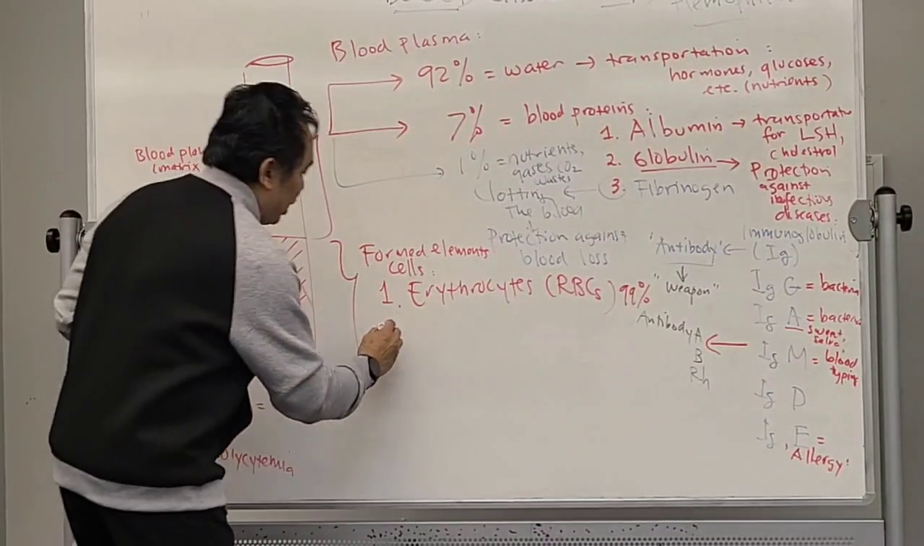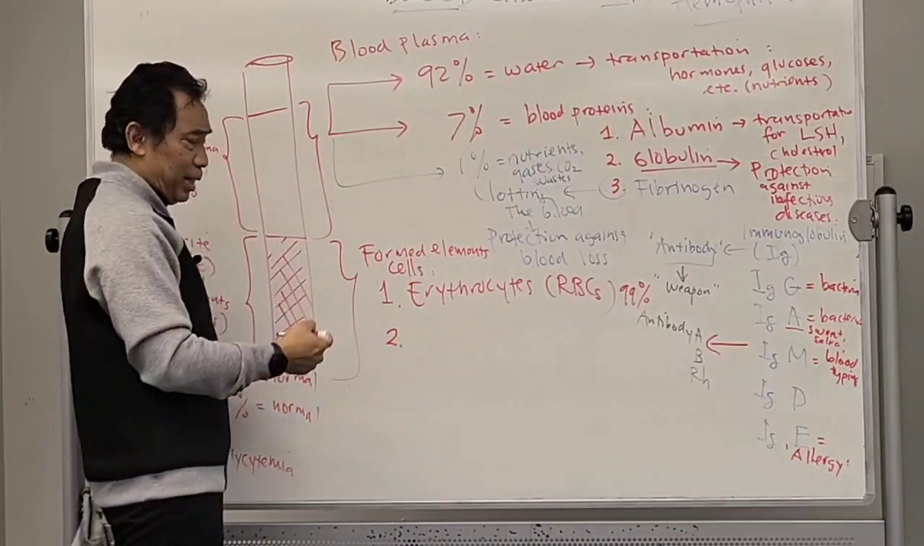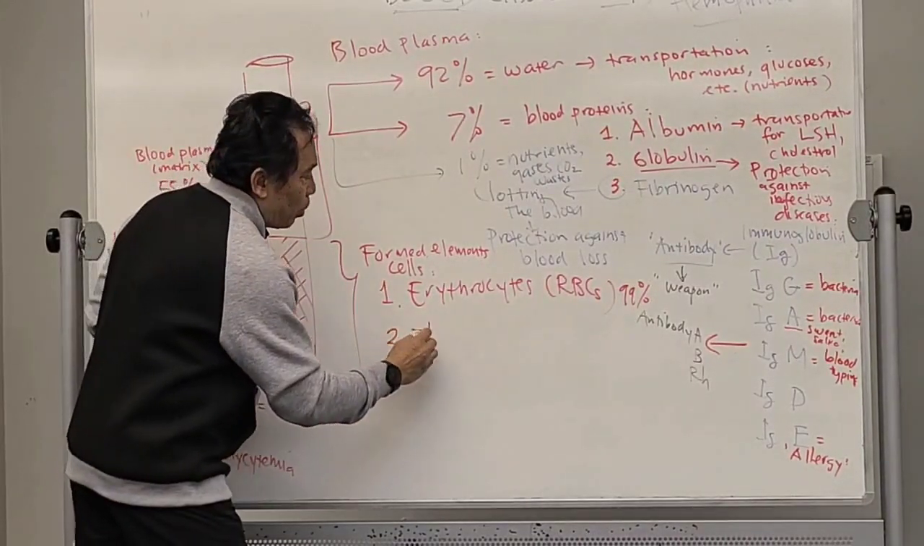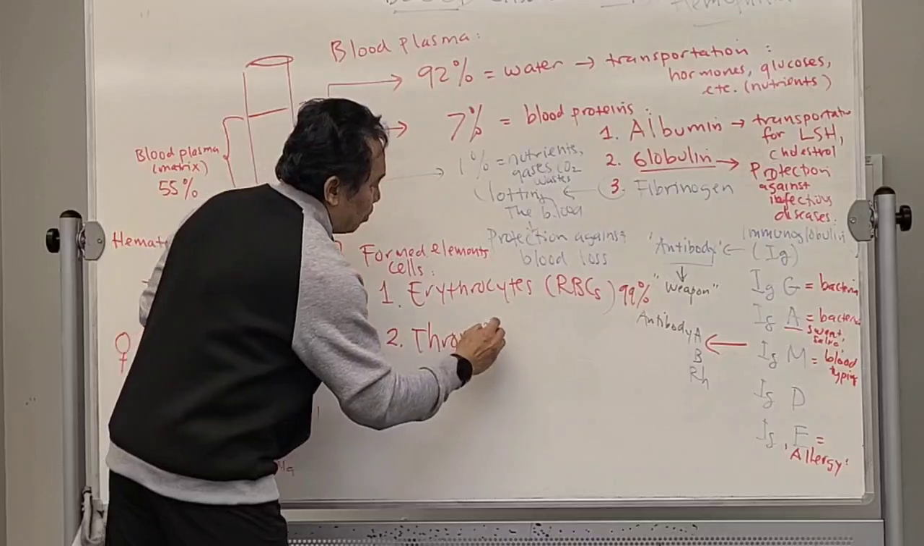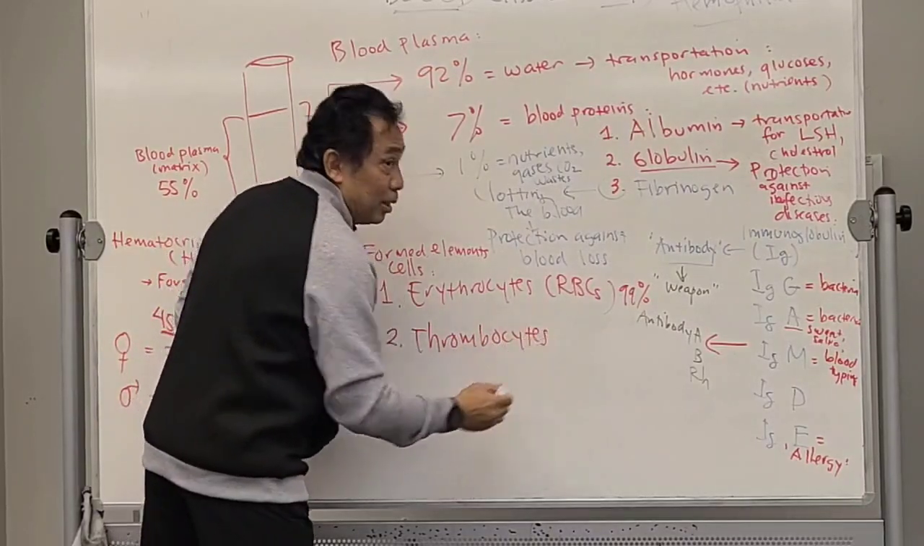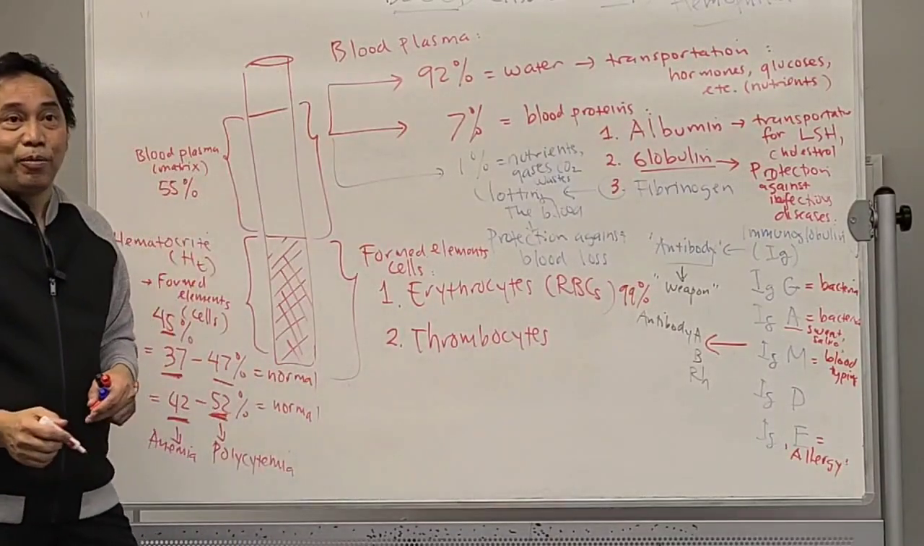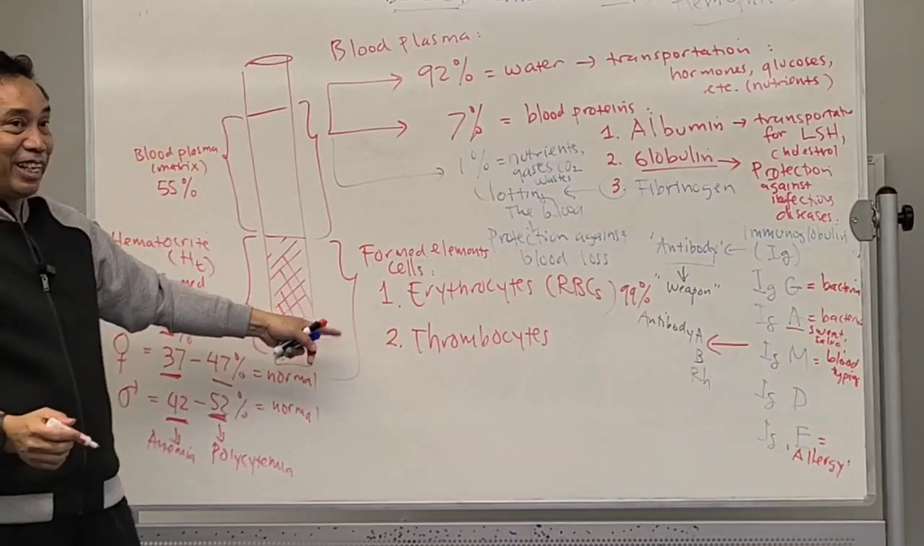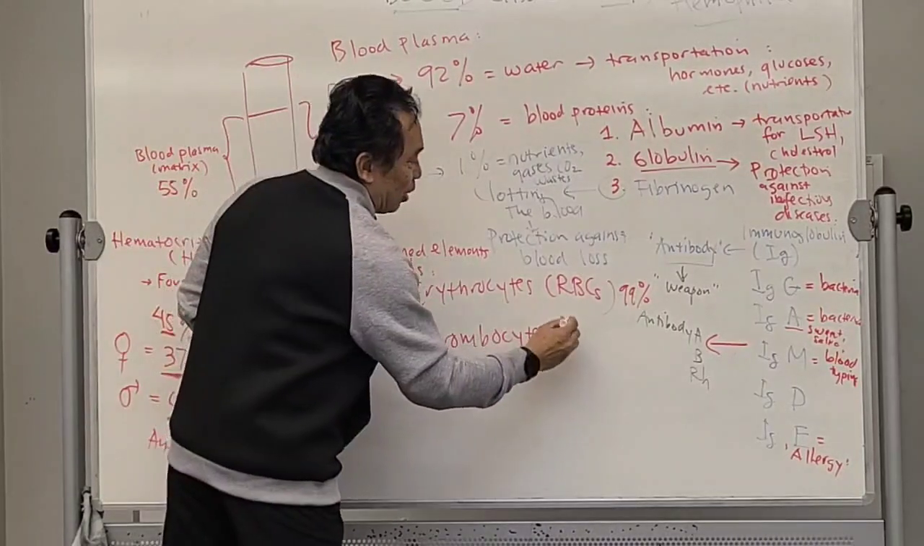The second type of cell, after the red blood cell, is called the thrombocyte. Thrombocyte. What is the usual general name for thrombocyte? It's called platelets.